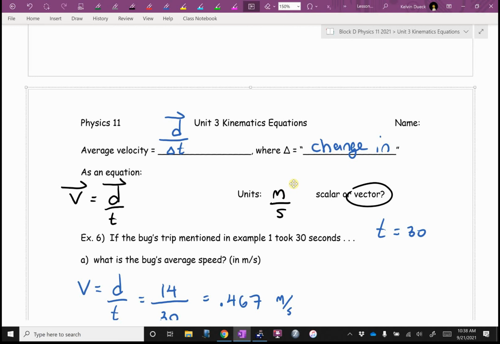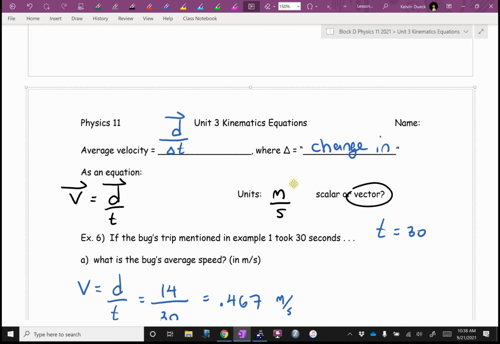Vectors have magnitude and direction. We said there's speed and velocity. Speed is a scalar, velocity is a vector. Although we're going to be kind of sloppy a little bit this year, we're really going to focus much more on vectors in Physics 12. You'll learn vector mathematics. But for now, our typical response will be if we notice things are moving in two directions, we'll let one direction be positive and the other direction be negative, and we'll just keep it that way.